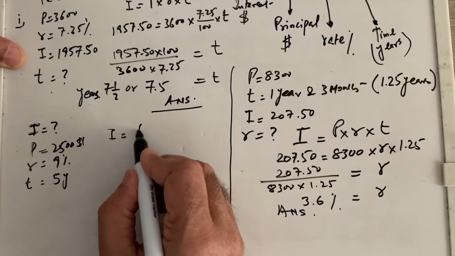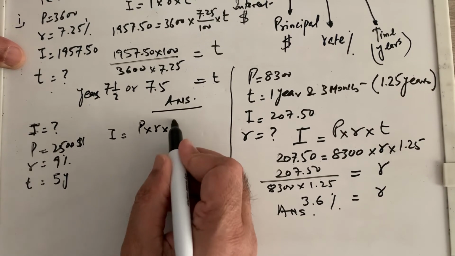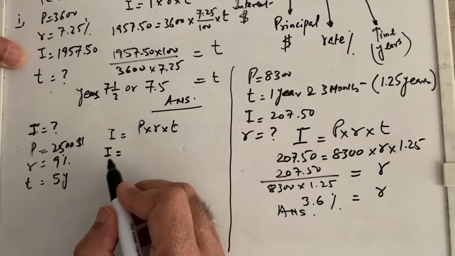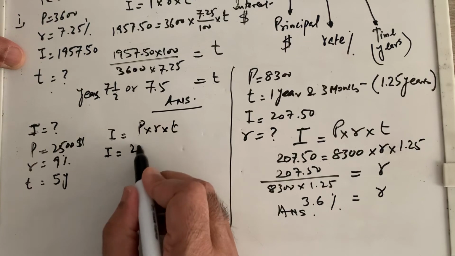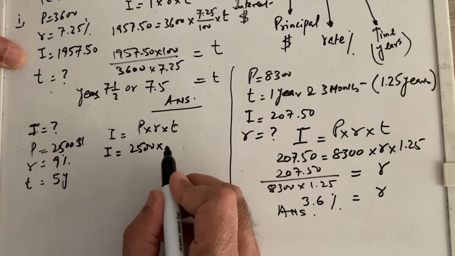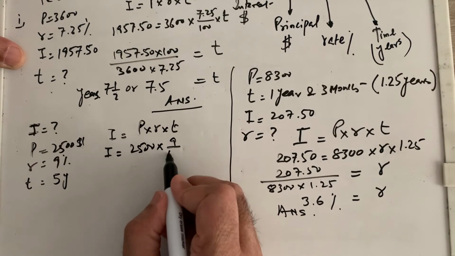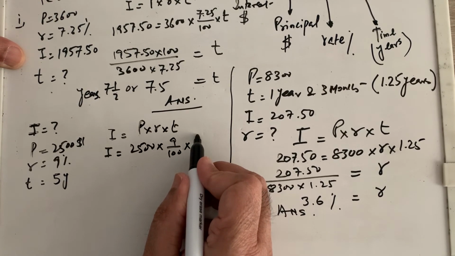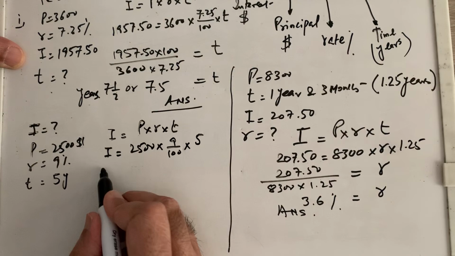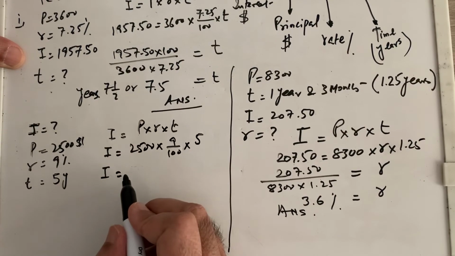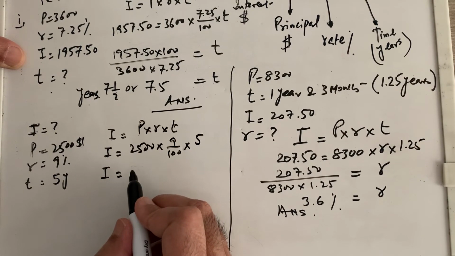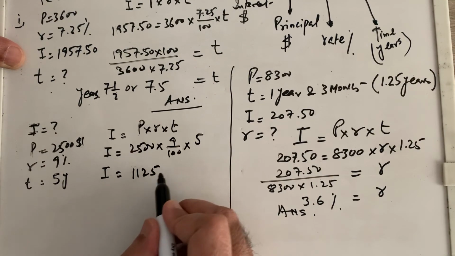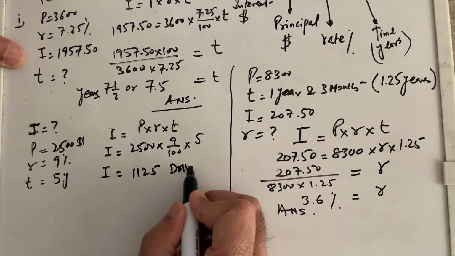So I is equal to P times R times T. What is I? I is interest in dollars. P is principal, which is 2500, times R, which is 9%, times T, which is 5 years in this case. So when we calculate this whole thing, how much does it come out to be? $1125, right? So this is my interest.